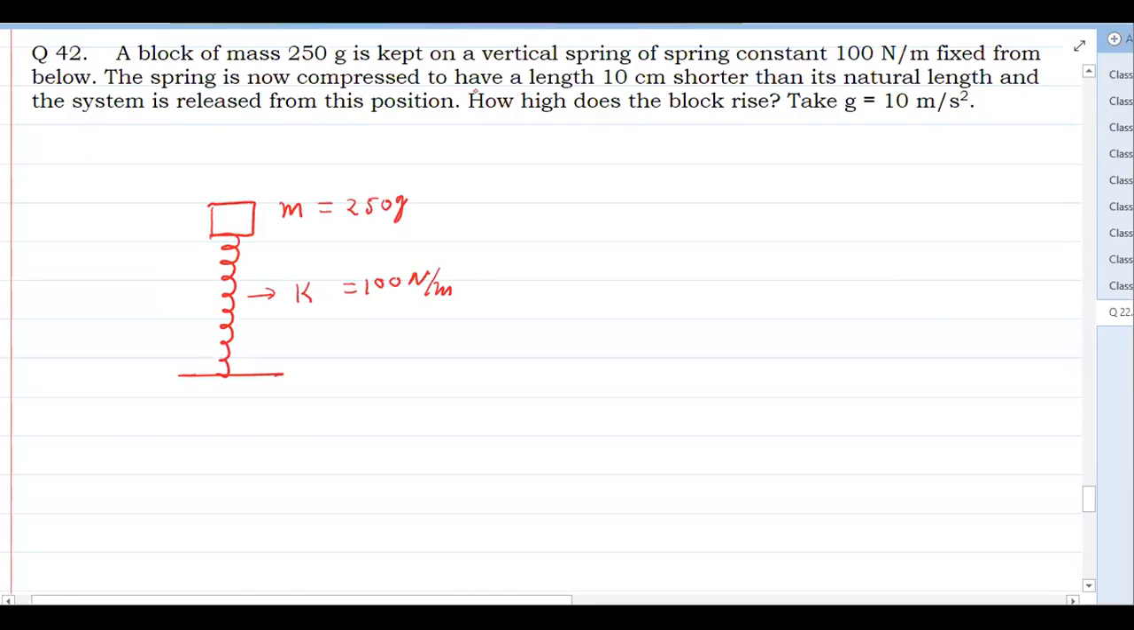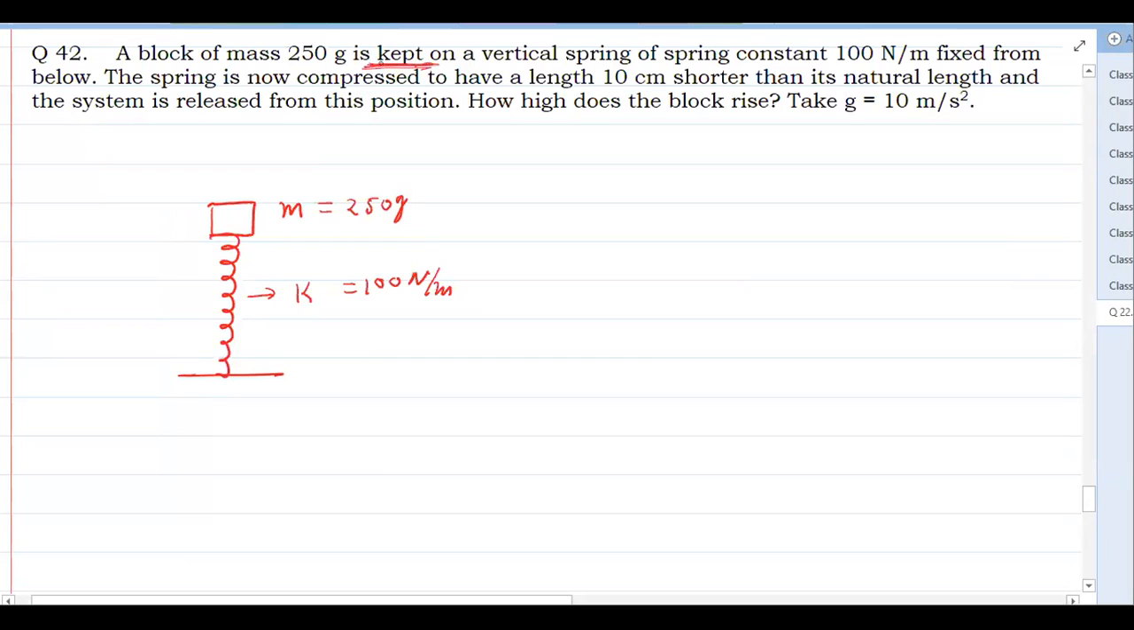The spring is now compressed to have length 10 centimeters shorter than its natural length, and the system is released from this position. So from the natural length, it is compressed by 10 centimeter, and then released from this position. How high does the block rise? Okay, so the block is kept. See, it is not attached with the spring.